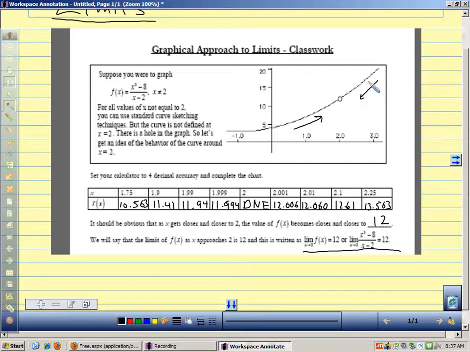Yeah, Jesse. Not necessarily. It depends on the function. It can be any kind of number. In this case, it was a nice whole number, but it's not always a nice whole number. Just depends on what the function is doing.